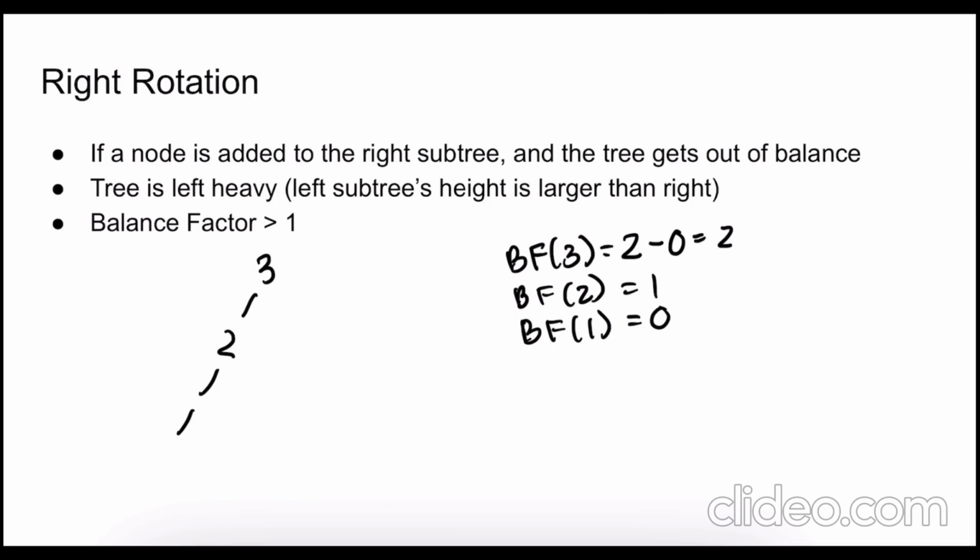Right rotations are made when the tree is out of balance and left-heavy. As we can see in this example, for node 3, the left subtree height is 2 and the right subtree height is 0. 2 minus 0 is 2, which isn't -1, 0, or 1, so it is imbalanced and left-heavy. We do a right rotation to balance it.